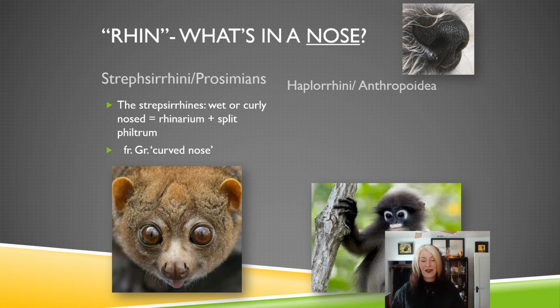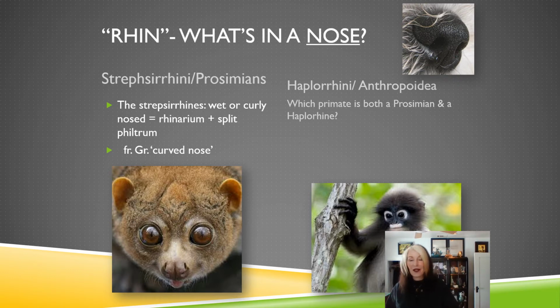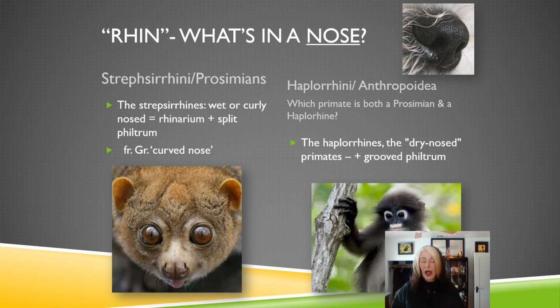More recently evolved. In this case, and here's a quick question, which primate is both prosimian and haplo? And that is tarsiers. They make a big deal about tarsiers in your reading. So what does Haplorhine mean? Dry-nosed primates.